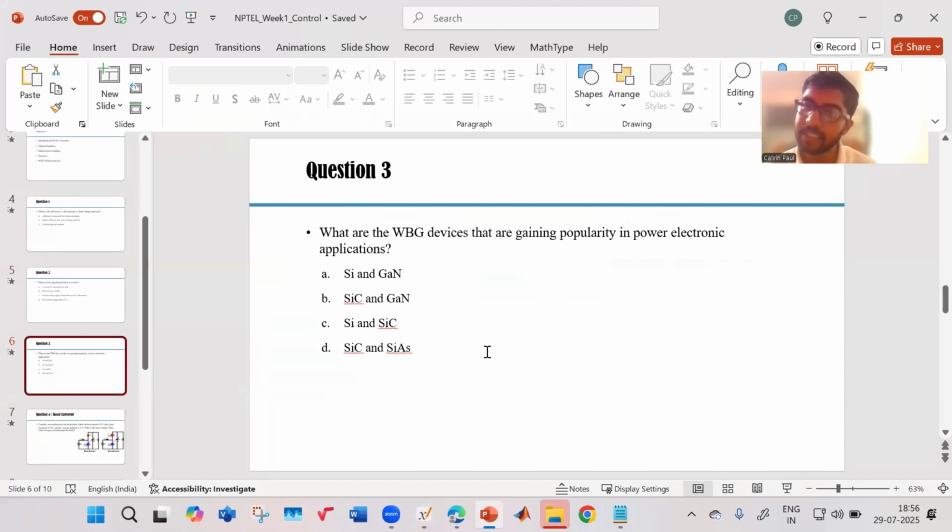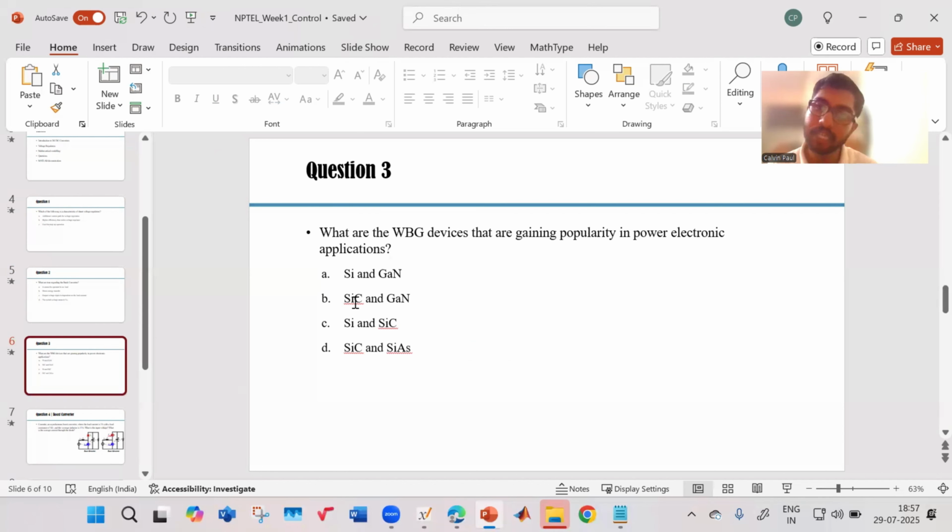What are the wide bandgap devices that are gaining popularity in power electronic applications? Silicon is the current, traditional one, which has been used and very well tested. They are manufactured and brought to as good as possible, and people are still trying to make it better. But gallium nitride, that is GaN, and silicon carbide are being adopted widely because they have certain characteristics that enable them to withstand higher voltage stress, which allows the junction temperature to go quite high compared to silicon.